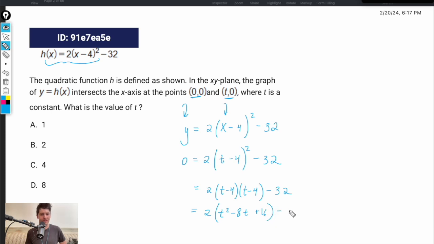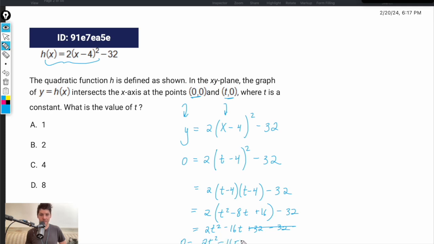So again, I wouldn't really recommend this method. It is worth being able to do this. Distributing the 2 will give you negative 2t squared minus 16t plus 32. And we have the minus 32 out here. So simplifying, those 32s cancel. You get 0 equals 2t squared minus 16t.